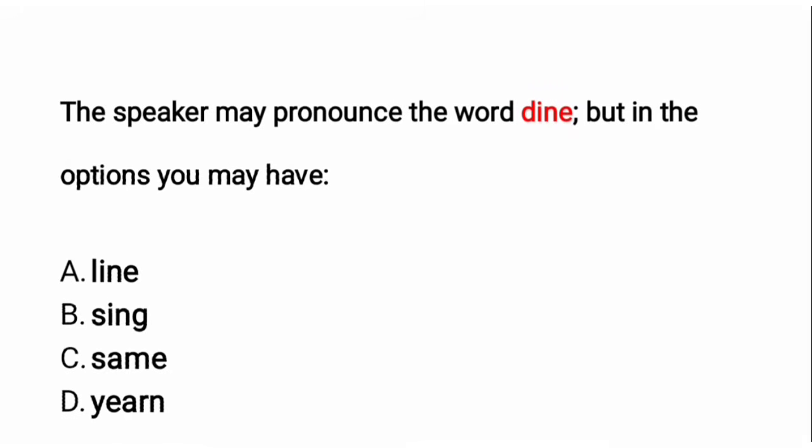Here is another example. The speaker may pronounce the word dine, but in the options you may have line, sing, same, yen. The correct answer is line because it has the same medial and final sound with the word dine. Now get ready to answer the rest of Test 5.